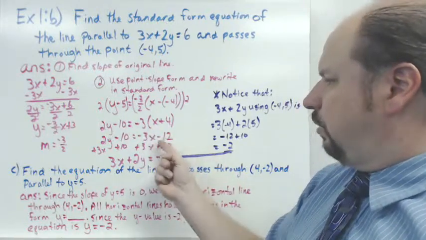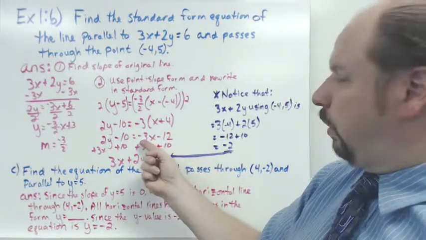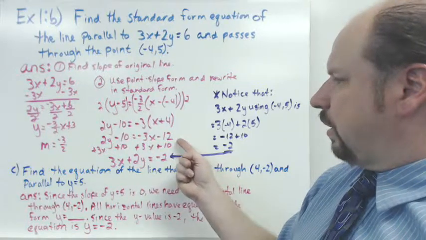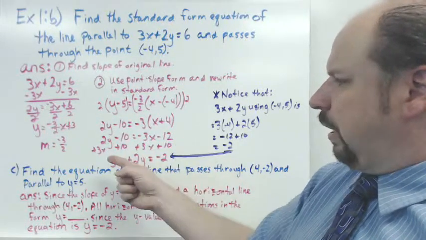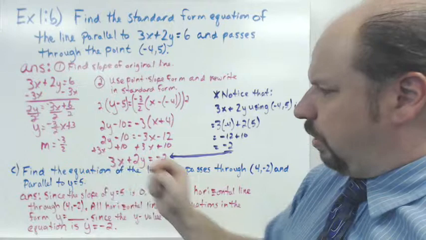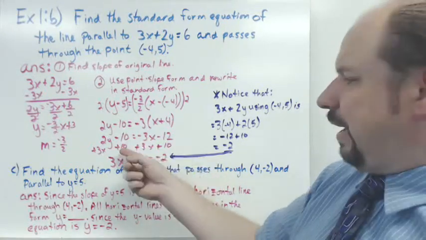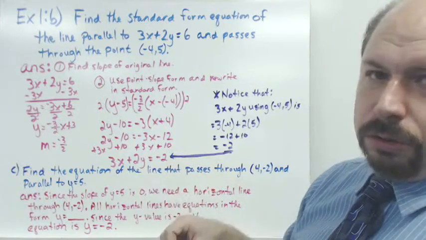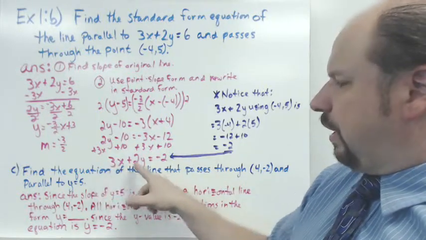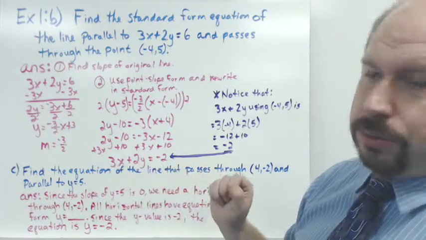Okay, so distribute the negative 3 over here. So we have negative 3x minus 12. And now go ahead and add 3x to both sides. And in the same step, I'm just going to add 10 to both sides just to make it a little quicker here. So we get 3x plus 2y equals negative 2.